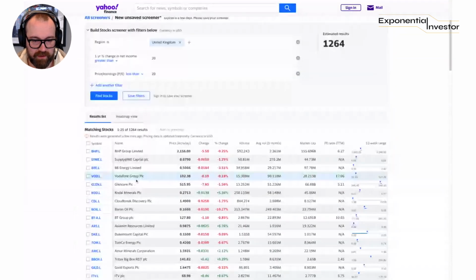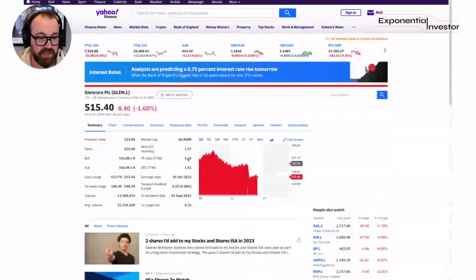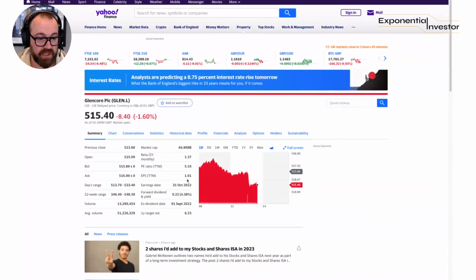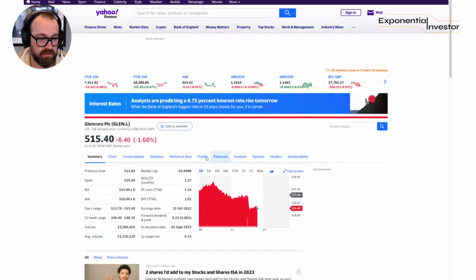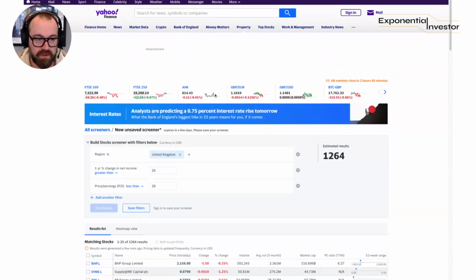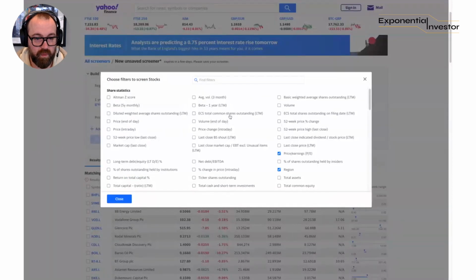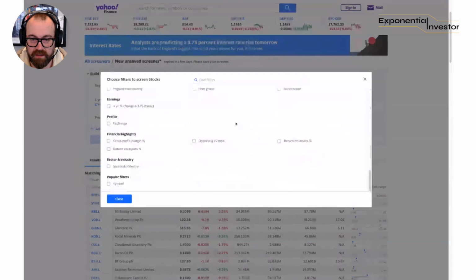So something like, what do we got here? Glencore, for instance, if we open that up, see the PE ratio is 5.1, earnings per share 1.1, yield 4.3. Go to the financials or the statistics and you'll be able to see further detail. So again, the point of all of this is relatively straightforward. Yahoo Finance, stock screeners, create your own screeners. You've got a wealth of data and information here.